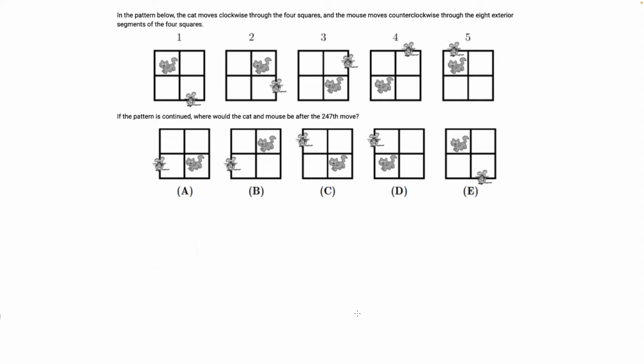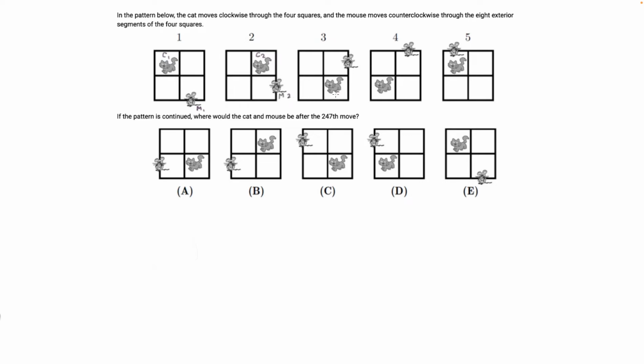So in the question there's the first figure here, and the cat is in the first square, so we can write it as C1, and the mouse can be written as M1. And then in the second figure, the cat moves 1 square to the right, so it's C2. And the mouse moves up a square, so it's M2.